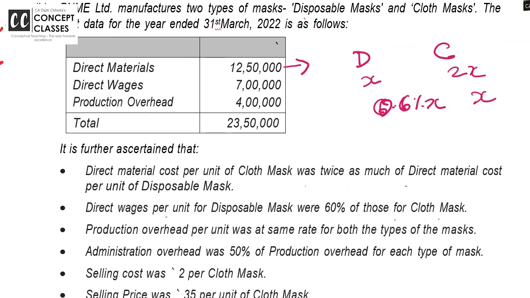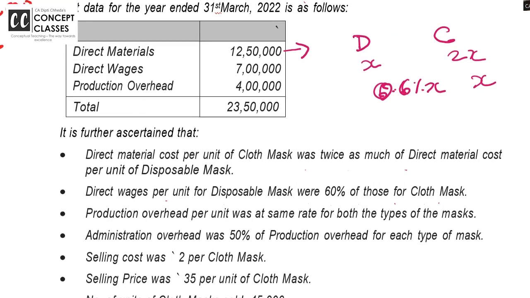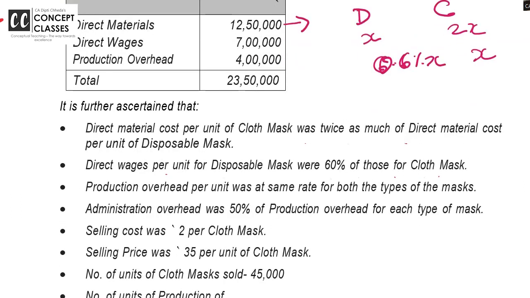Samajh mein aa raha hai aapko? Ma'am, direct material 12,50,000 divided by number of units produced, you cannot do, because the number of units produced for D and C are not using the product in the same way. Production overhead per unit is at the same rate for both. Okay, factory overhead is same for both.